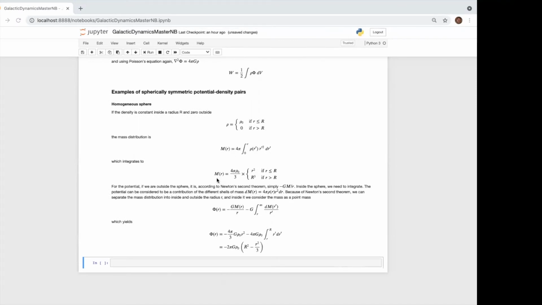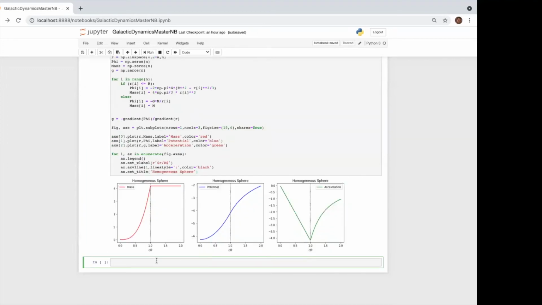So we can plot these quantities, the mass and the potential, also the acceleration. And this is how they look. The mass here goes as r cubed until you reach the radius of the sphere. Here on the x-axis is the radius, normalized by the radius of the sphere. The potential is parabolic inside the sphere, and then goes as 1/r outside it. And the acceleration then is the gradient of this potential. See, you have a linear acceleration inside, and then 1/r squared outside.